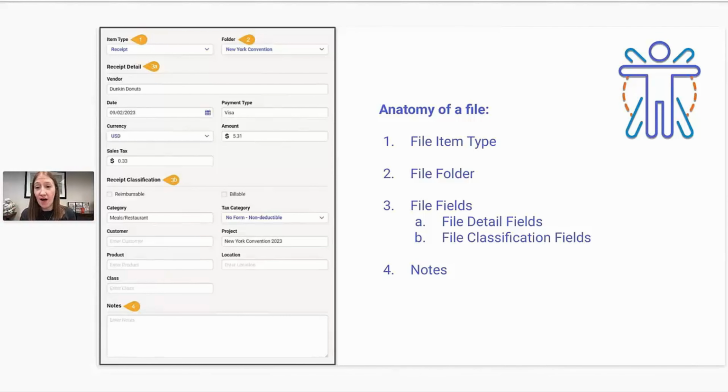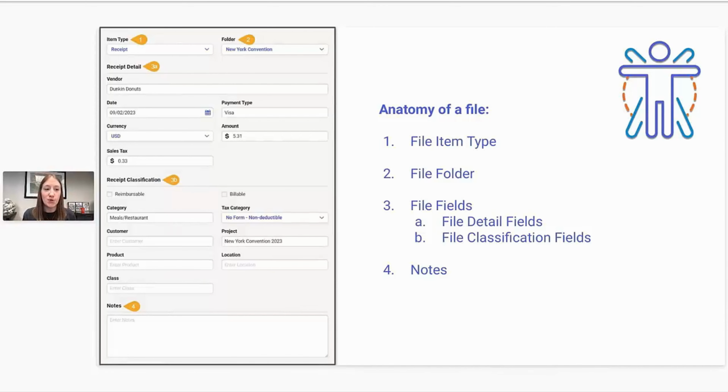Part 2 of a file would be the folder. So, you know, the file folder is really simple. It just tells you where your file's located in your database. So pretty straightforward. Underneath those two things, then you have all of your file fields.